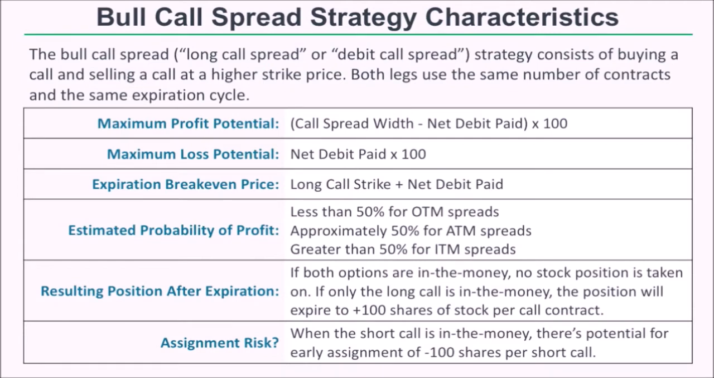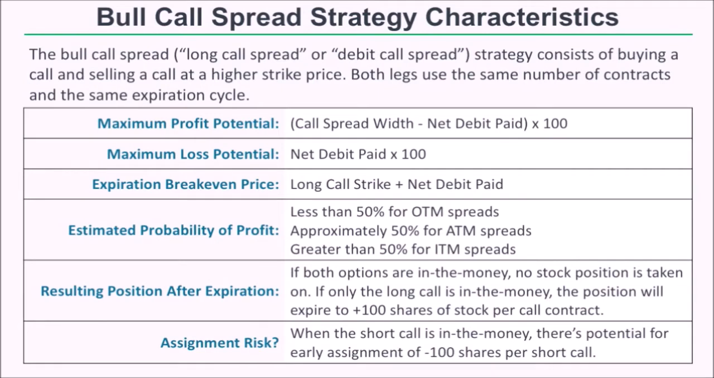Now the maximum loss potential is the net debit paid times 100. So if you pay $2 for a call spread and it expires out of the money, your maximum loss will be the $2 debit you paid times 100, and that loss comes to $200. Now the expiration break-even price of the bull call spread is the long call's strike price plus the debit paid.